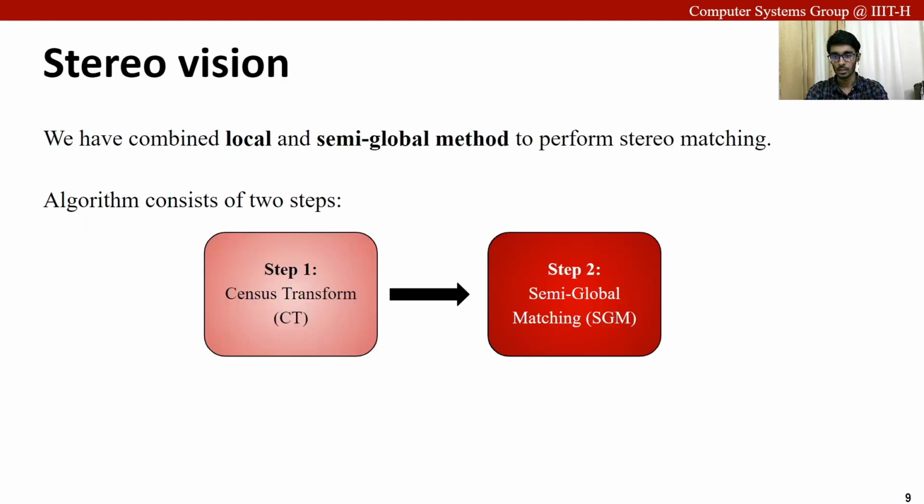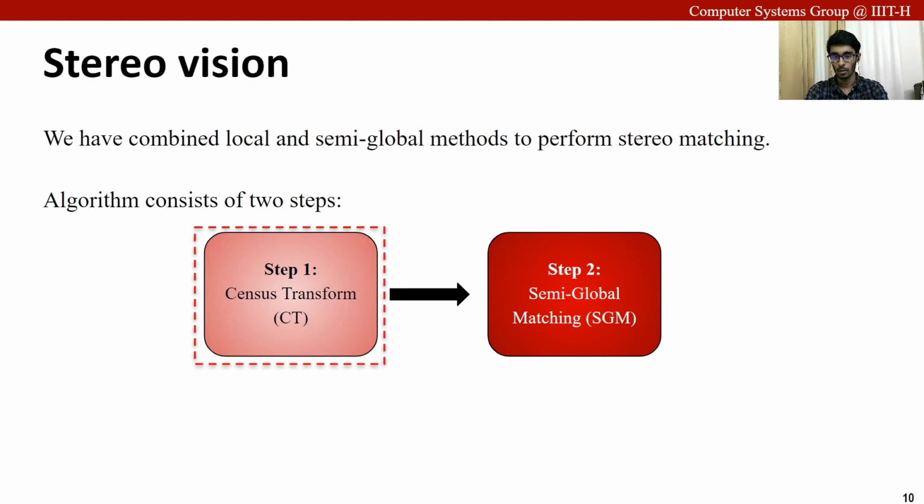In our implementation, we have combined local and semi-global method to perform stereo matching. Algorithm consists of two steps. Step 1, apply census transform for local matching, and on top of it apply semi-global matching. So we will look at census transform first.